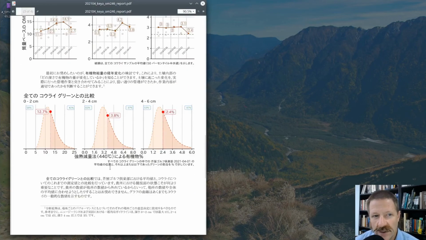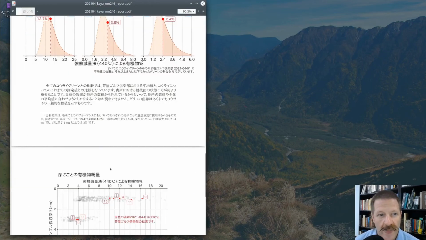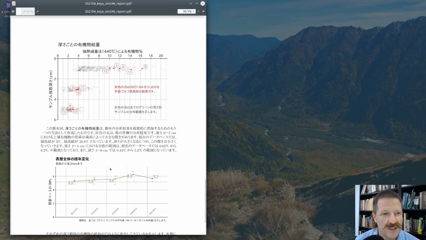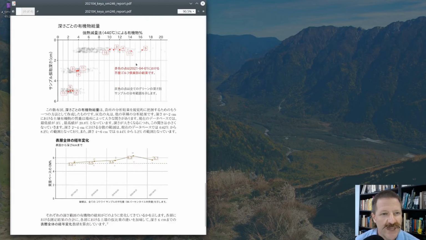I also like to look at the total organic material by depth as a scatter plot. You can find your most recent samples identified on the chart, and in the background you'll see all the samples from every turfgrass species that have been measured so far in my database. If we go to the next page of the report, this then shows a scatter plot. So I'll show you this in English now.